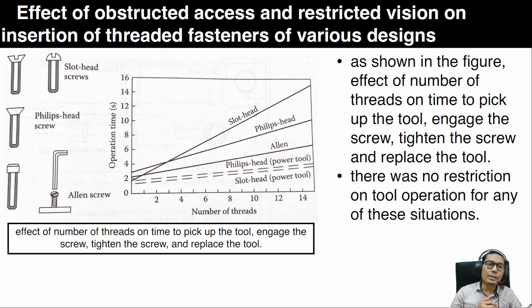In this figure, you see the effect of the number of threads on time to pick up the tool, engage the screw, tighten the screw, and also replace the tool. There were no restrictions on the tool operation for any of these situations, for different types of heads like the slot head, Phillips head, and Allen key.